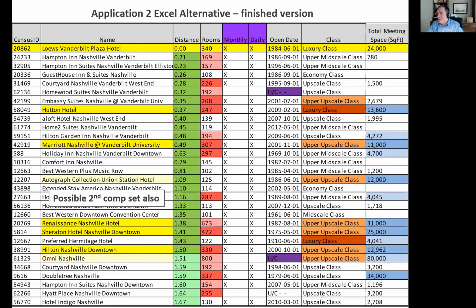But almost the last step, you resort it back into distance order. When you look down this list now you have a much better perspective of whether these hotels are good matches for your comp set. As you look down, the first one we like is the Hutton Hotel. I've actually highlighted the ones that I like. The Hutton Hotel, notice it's real close, 247 rooms, luxury class, 13.6. That's a no-brainer. That's definitely a good potential.